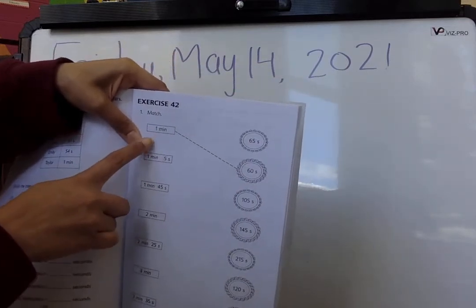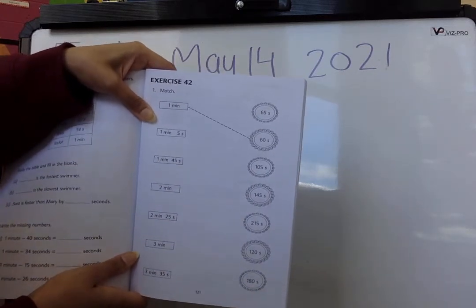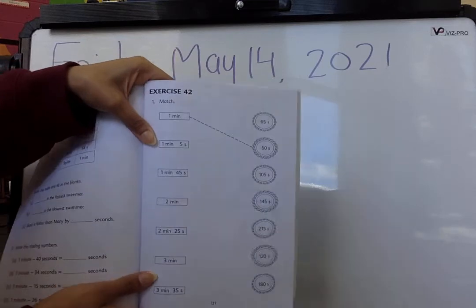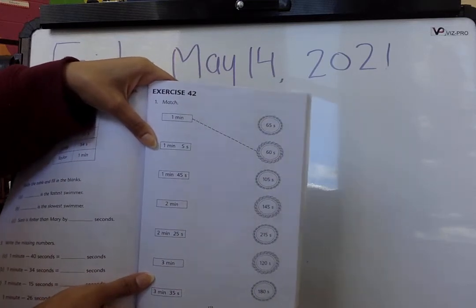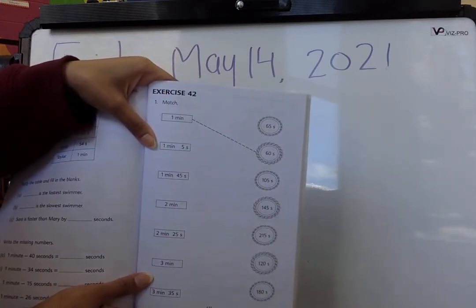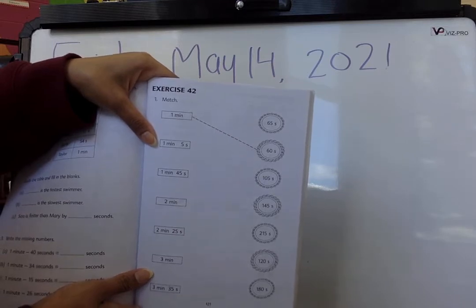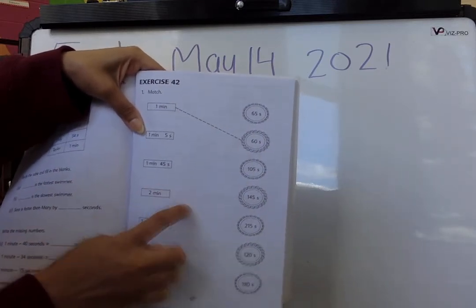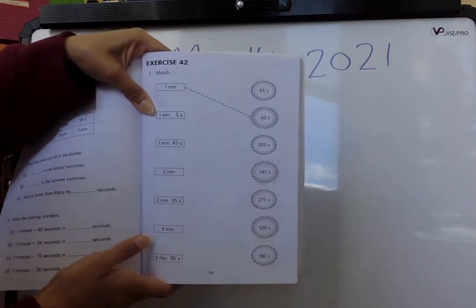All you need to remember is 1 minute equals 60 seconds. 2 minutes would equal 60 plus 60, so it would be 120 seconds, right? So if we have 2 minutes, then we match it to 120 seconds.